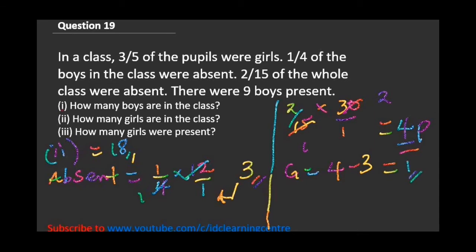Remember, the total number of girls in the class is 18 minus the 1 absent. Number of girls present, which is 17. So this is 17. Number of girls in the class, 18. Number of boys in the class, 12.